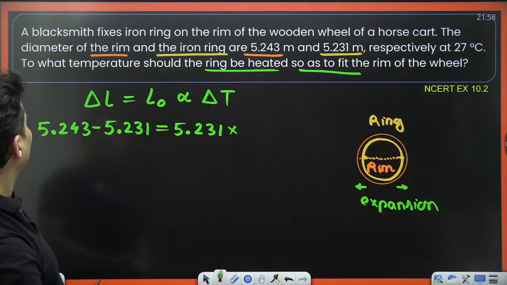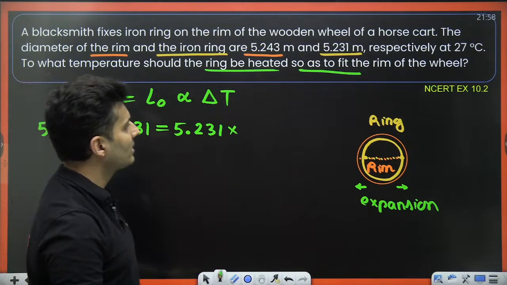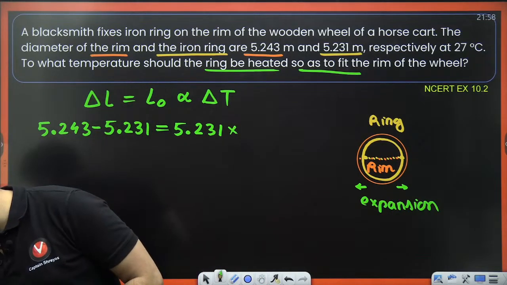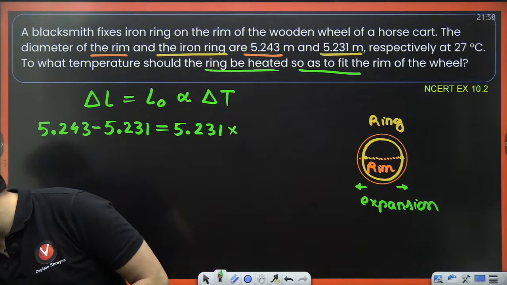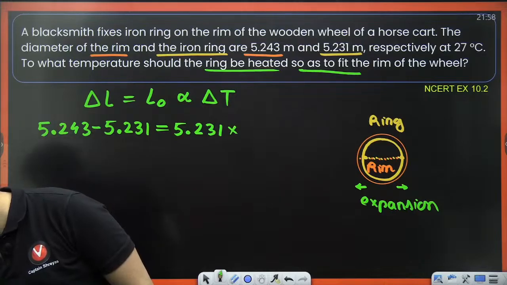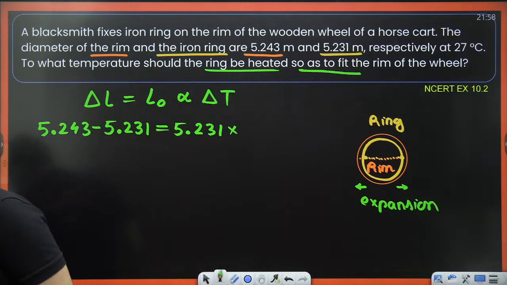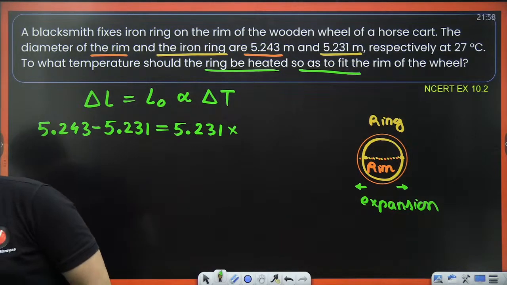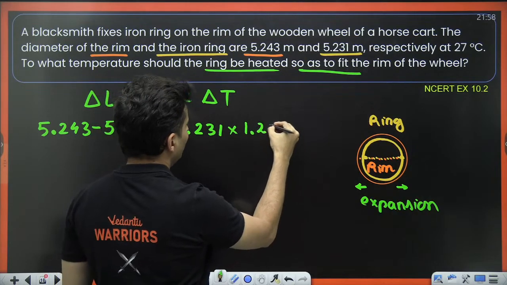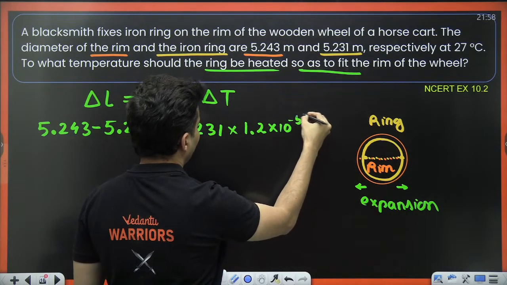I think in the NCERT book it was given. Just check what is the value in NCERT. Let me also just open it up. Let me see if I have that NCERT somewhere. I think it is given to be 1.2 into 10 to the power minus 5. Just check. The alpha value is given as 1.2 into 10 to the power minus 5.